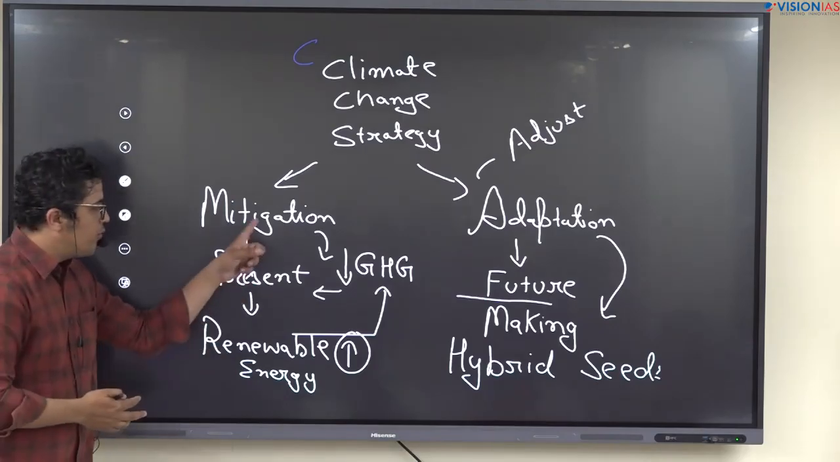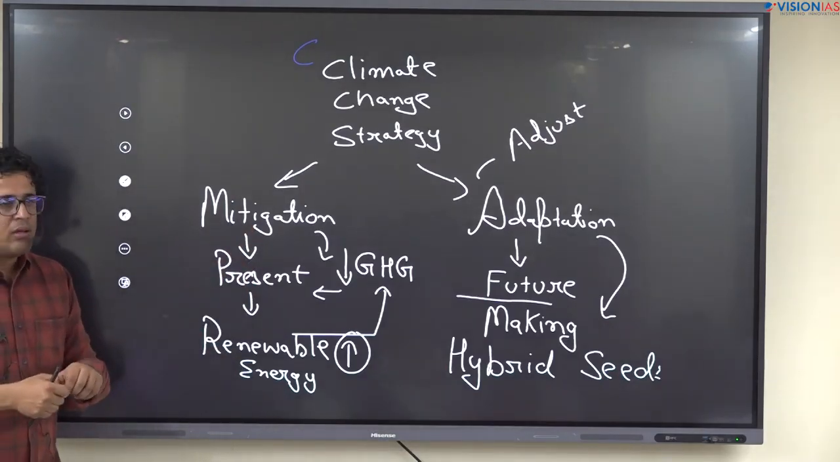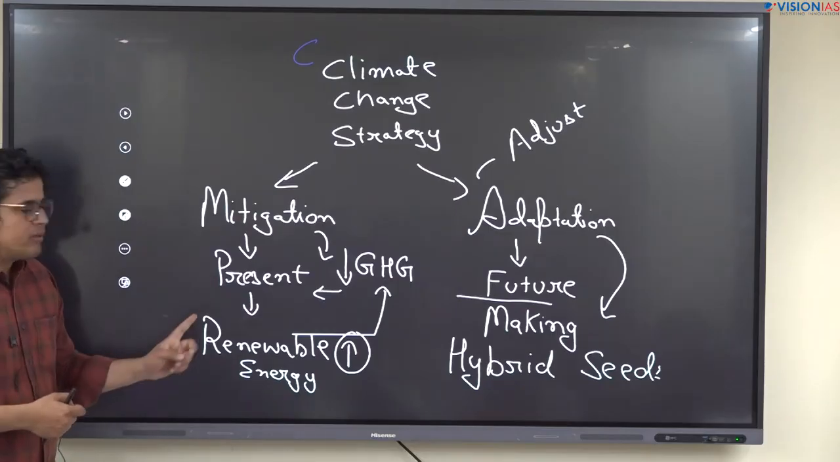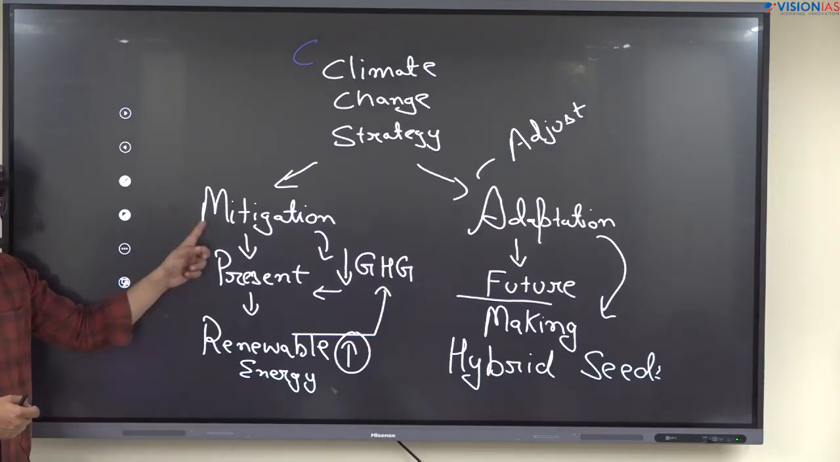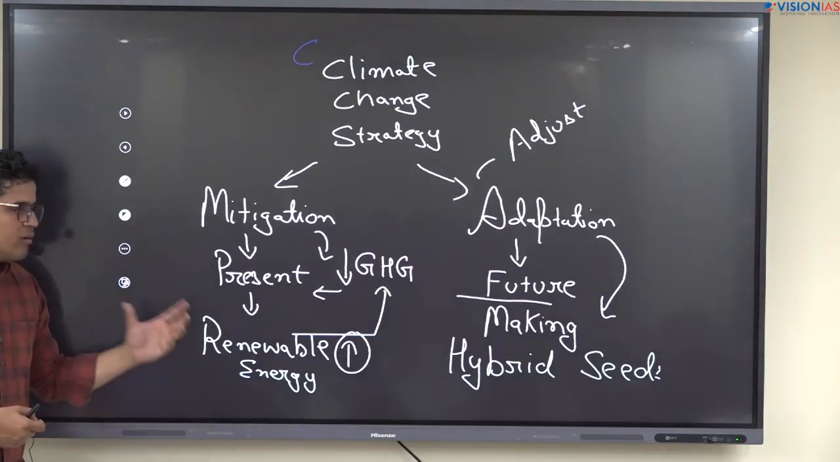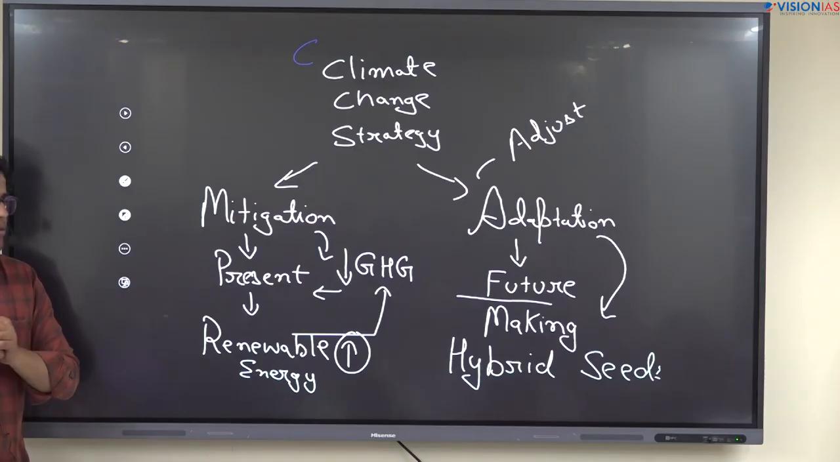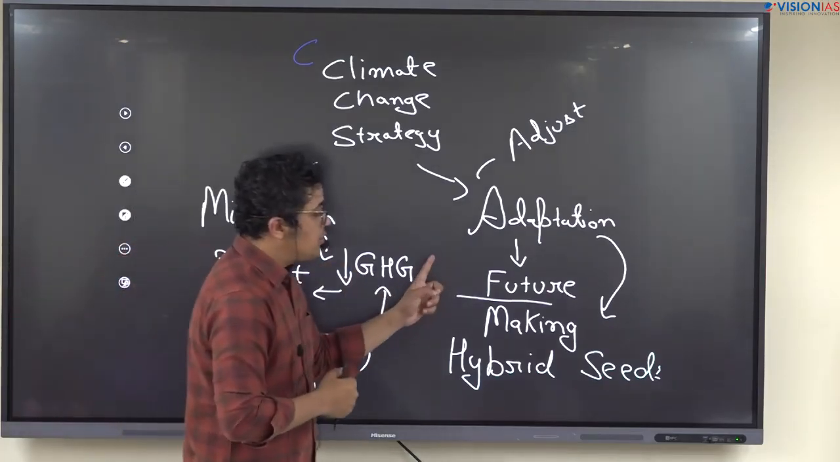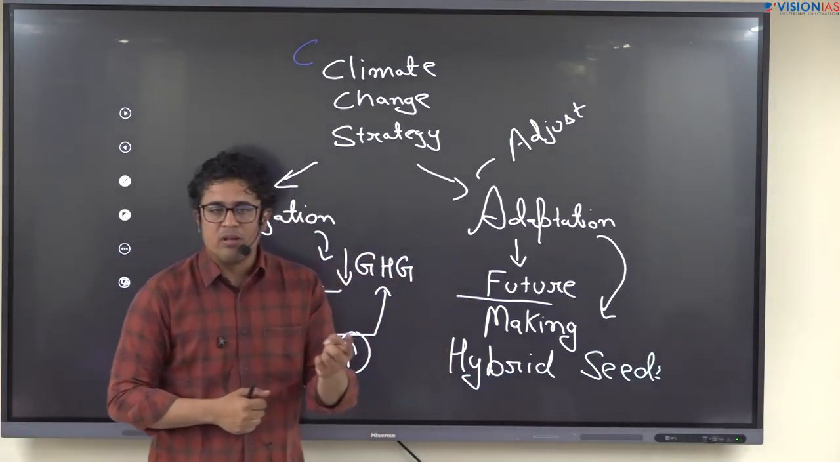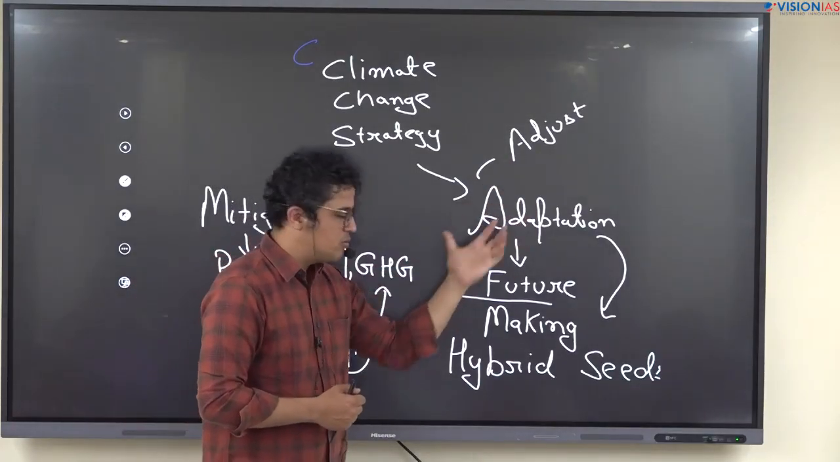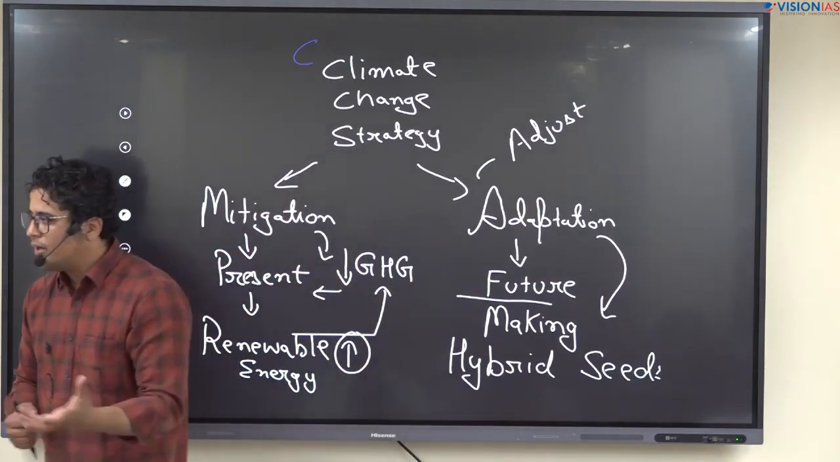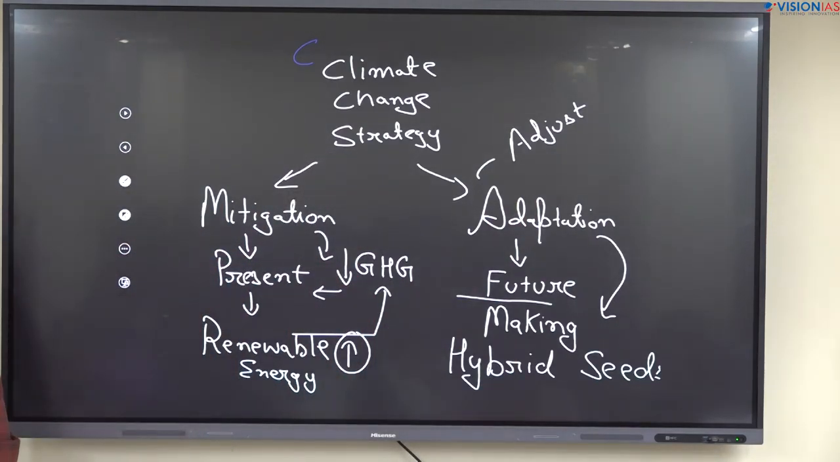So mitigation is when your focus is what you do today, at present. When you reduce GHG emissions at present, this is your mitigation strategy. For example, increasing production of renewable energy. Adaptation is when you are concerned with the future, what you will do in the future, and you want to adjust. One example is making hybrid seeds which can tolerate high temperature in the future so that you can adjust. Are you clear on these two strategies?